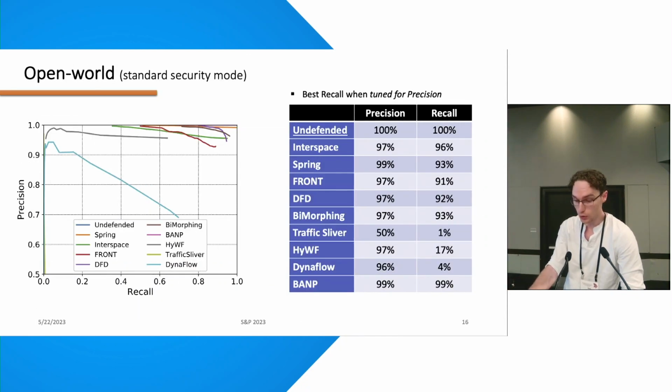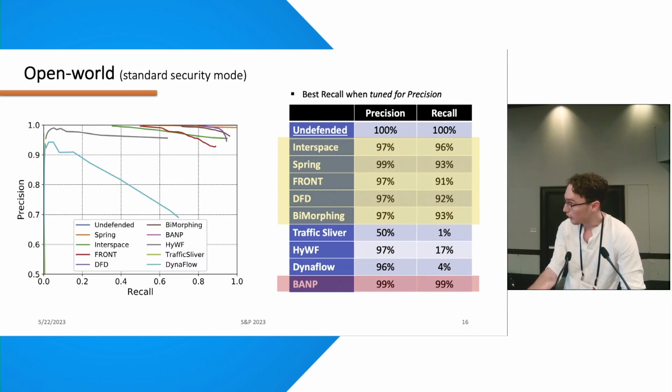So moving on to the open world evaluations. On the left is the full precision recall curve in the standard security mode, and on the right, we highlight results with just high precision. If we, again, just look at the stochastic padding defenses, we see that we can still achieve both high recall and high precision, and they all compare similarly to one another. Next, the traffic splitting and Dynaflow defenses still perform well, reducing recall to a completely unusable range. And finally, the BANP defense does, again, really poorly.